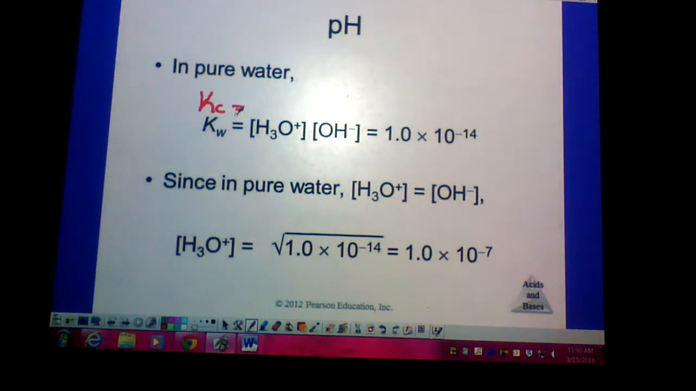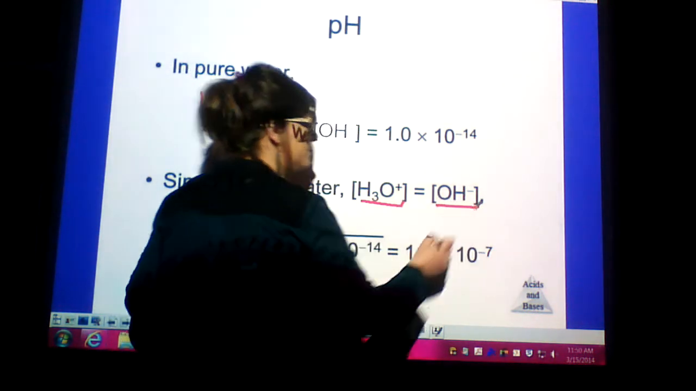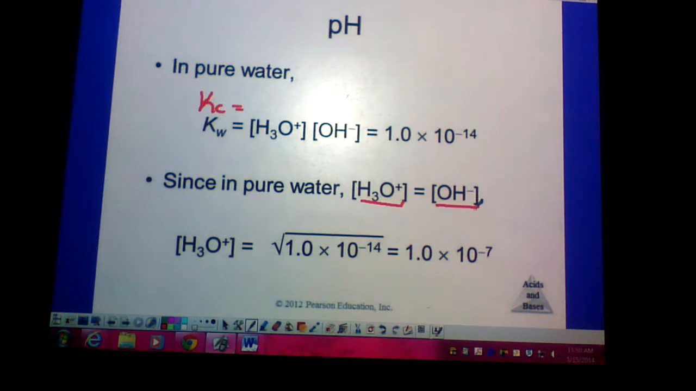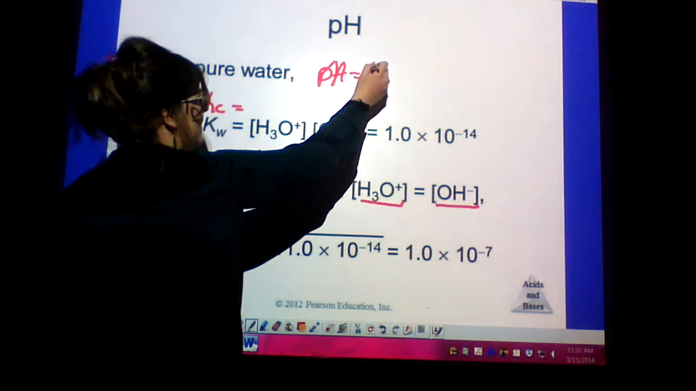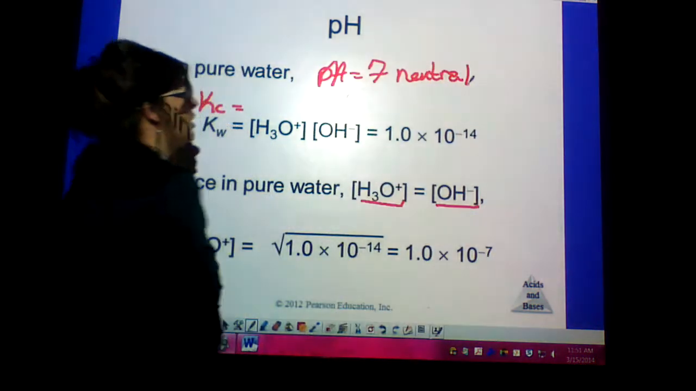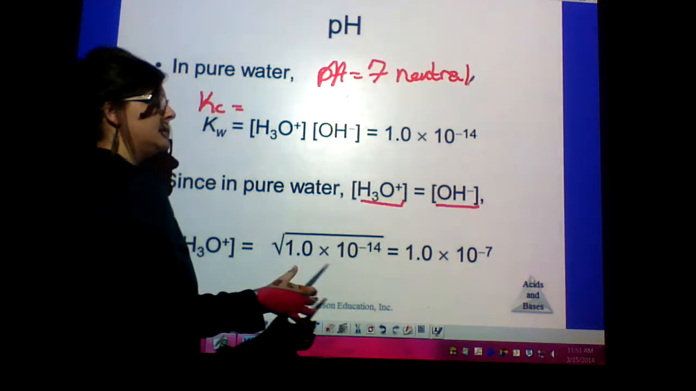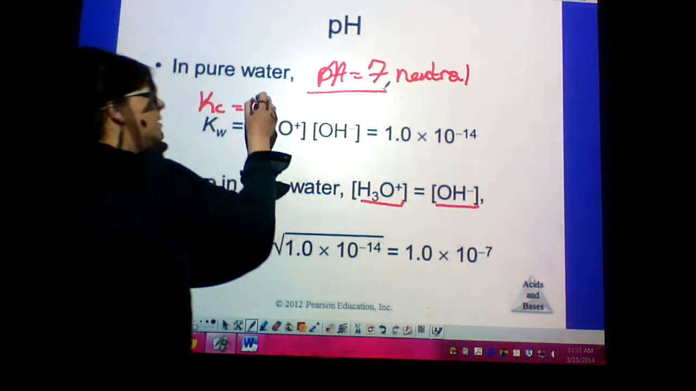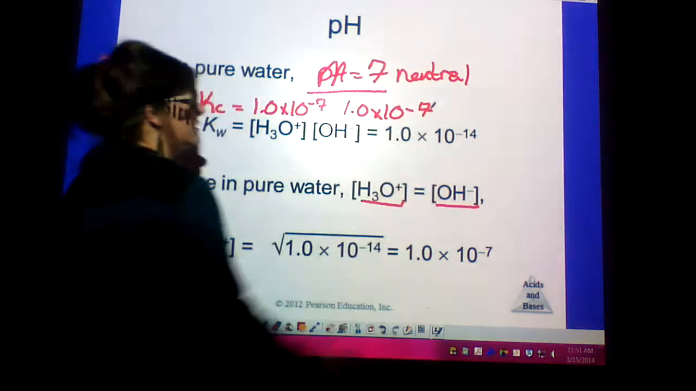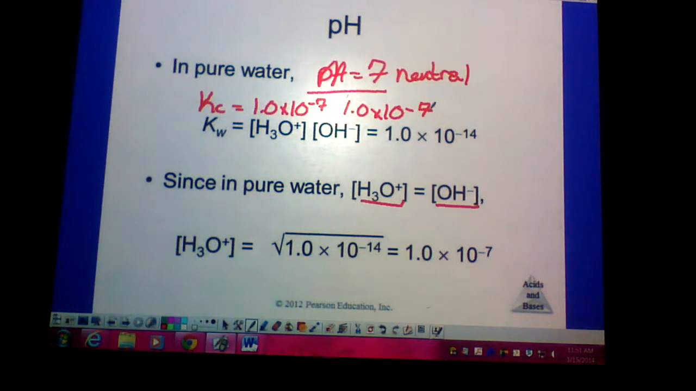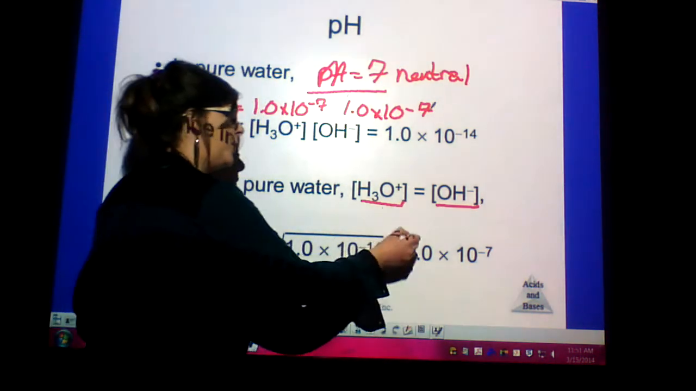In pure water, if we're thinking about something that is neutral, we know H3O plus and the concentration of hydroxide should be equal to one another. So if I have 1 times 10 to the negative 14th, and I'm thinking about a pH of 7, because we know on our acid-base scale pH 7 is neutral, I need these two to equal one another, but I need their product to equal 1 times 10 to the negative 14th. So if I'm at a pH of 7, then this is going to have to be 1.0 times 10 to the negative 7th, and this is going to have to be 1.0 times 10 to the negative 7th. So when we're talking about neutral pH, these two concentrations must be equal, 1.0 times 10 to the negative 7th for both.